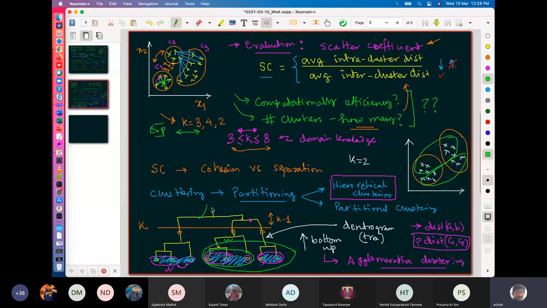If I move up fully towards the root, then I will get only one cluster because everything is merged. At each step, two clusters are merged and you move up. Here, two clusters are merged. Here, two clusters are merged. Here, two clusters are merged. Here, you move up, again merged. So you can see there are k minus 1 merging points you will find. Therefore, if you need k clusters, you need to cut this dendrogram in between. And this is called bottom-up or agglomerative hierarchical clustering.